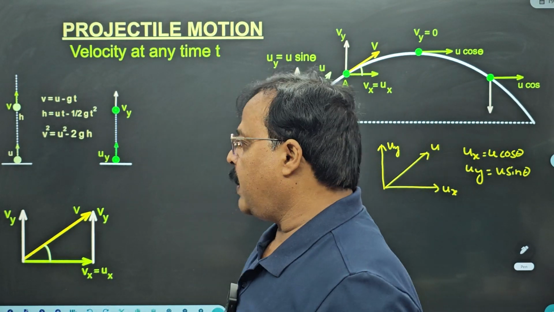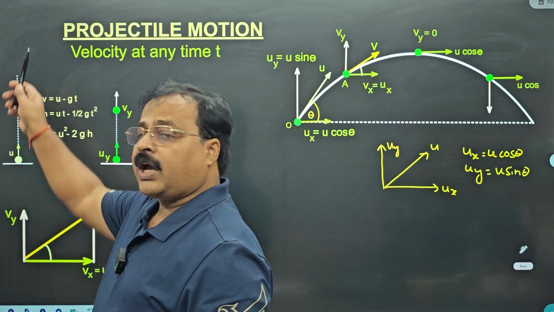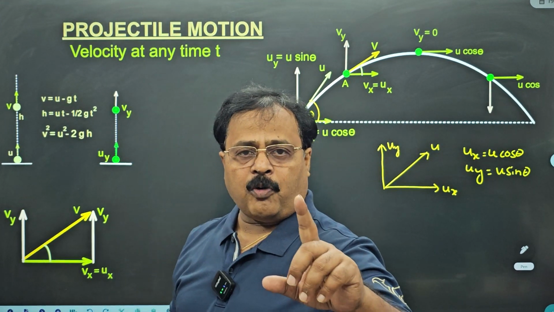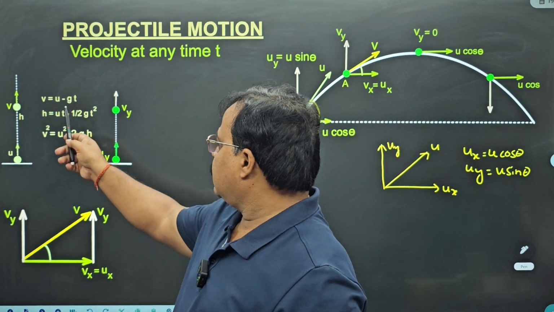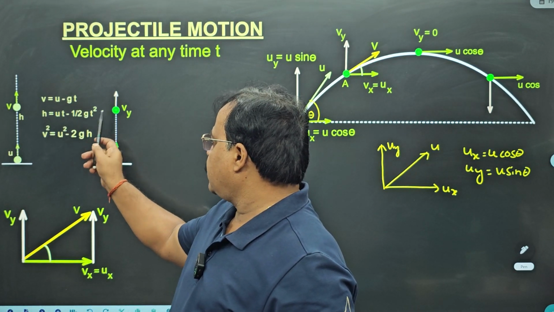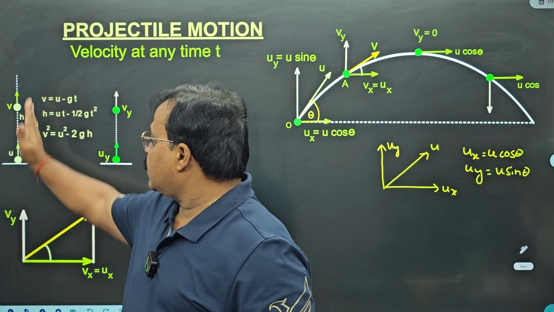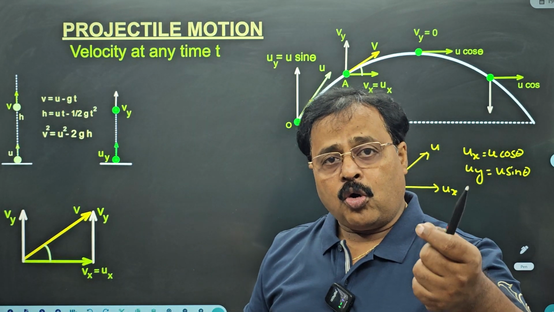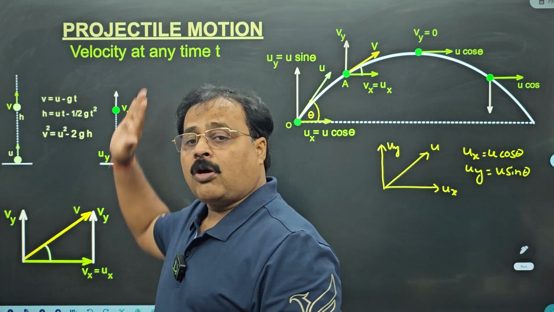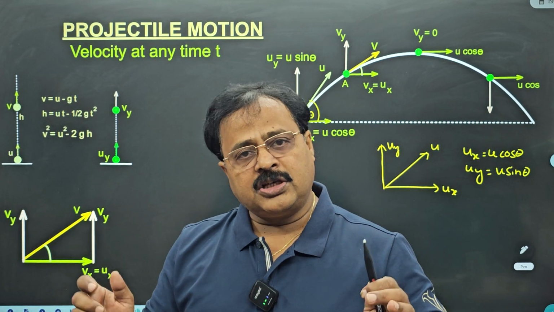What is the meaning of this, my dear students? The meaning is that when a body is projected vertically upward, what are the equations of kinematics? v is equal to u minus gt, h is equal to ut minus half gt square, and v square is equal to u square minus 2gh. These equations of kinematics hold good for the vertical component of velocity, because the vertical component of velocity is under the control of gravity.